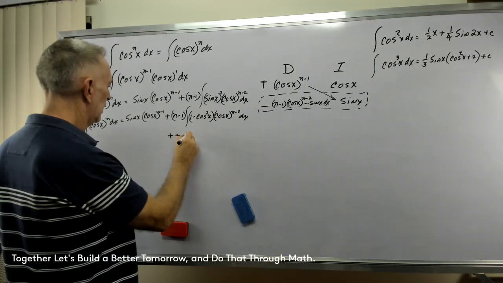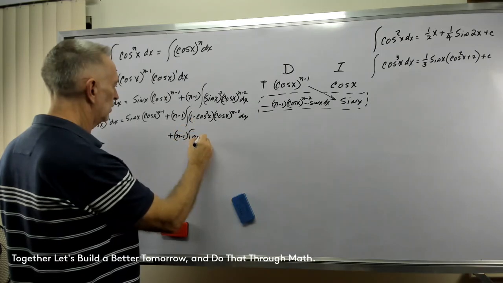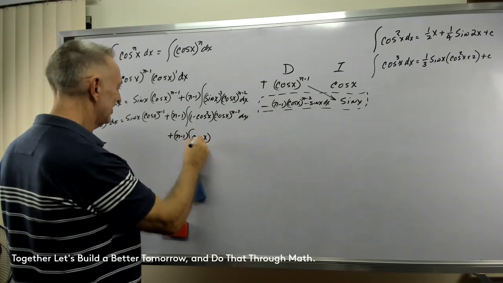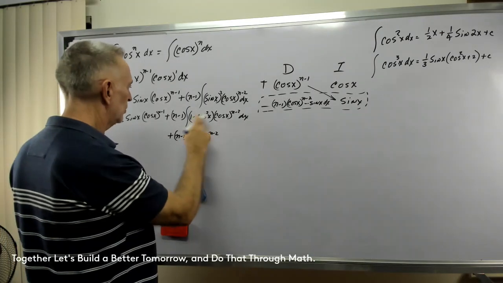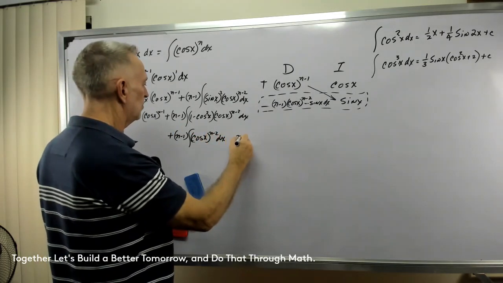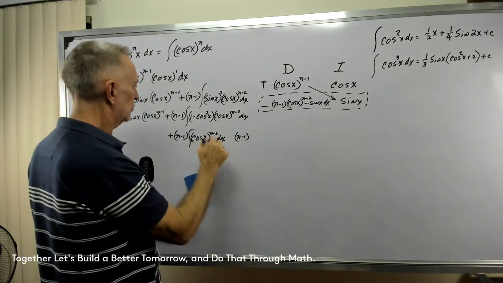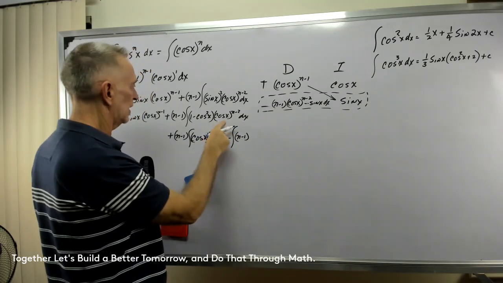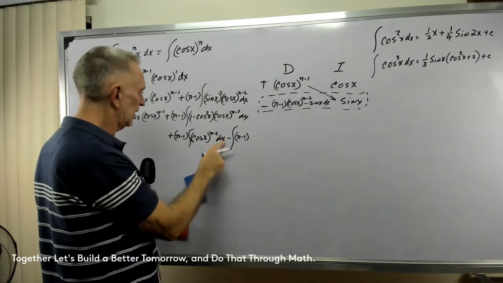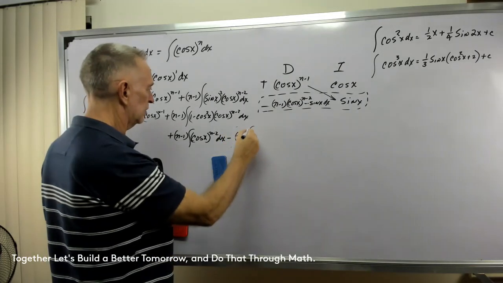n minus 1 times the integral of cosine x to the n minus 2 times 1, so cosine x to the n minus 2 times the 1 dx. Now I have n minus 1, but this is going to be a negative integral because I've got cosine to the n minus 2 times this cosine squared, and it's a negative here. Need to keep that n minus 1 to the outside.